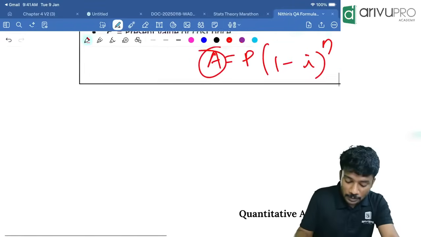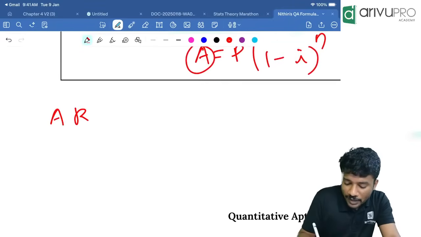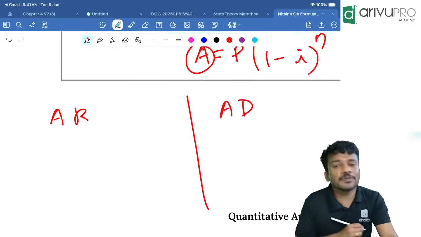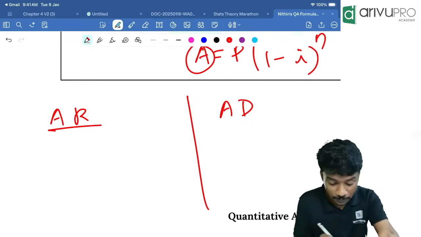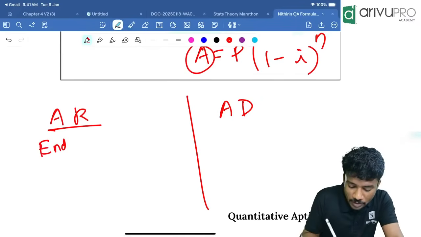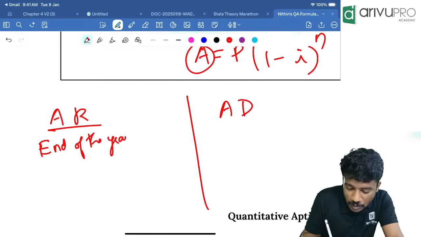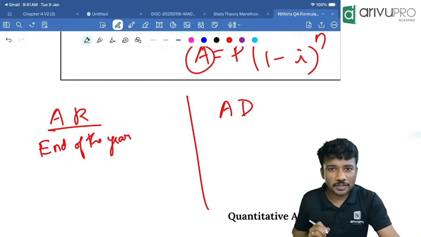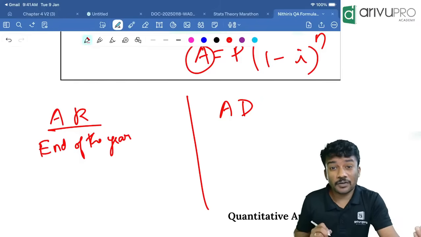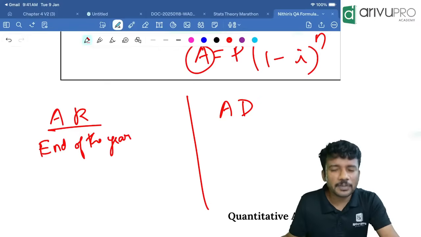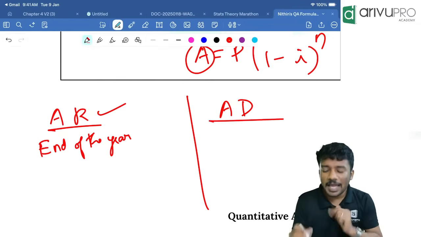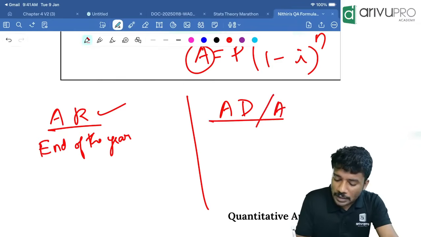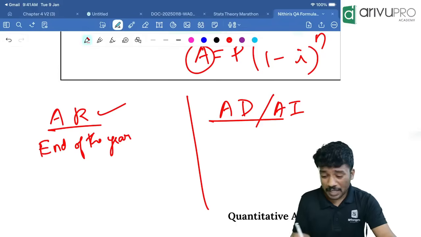Now coming to annuity. There are two types of annuity: annuity regular and annuity due. When are we considering annuity regular? Whenever end of the year is mentioned, or nothing is mentioned in the question: end of the period, end of the month, beginning of the year, beginning of the month, or from now, from today is not mentioned. You can automatically take the annuity regular.